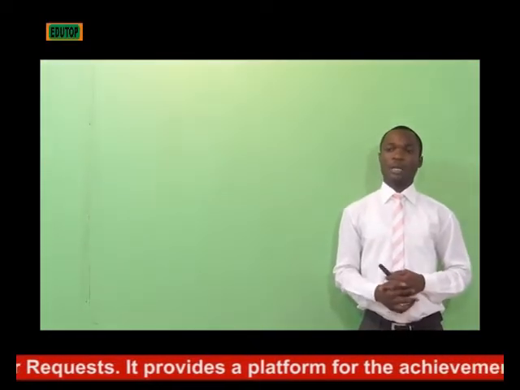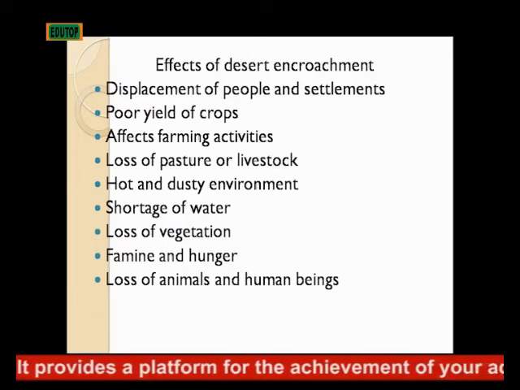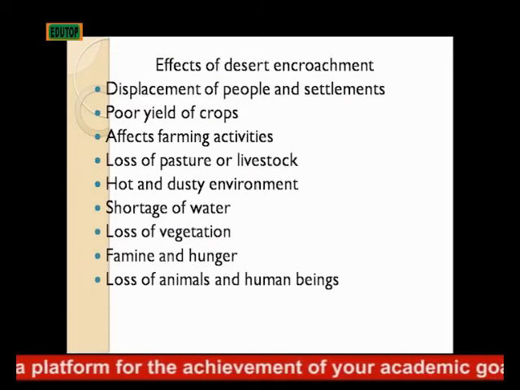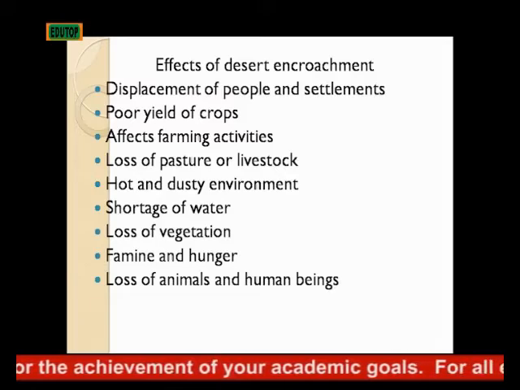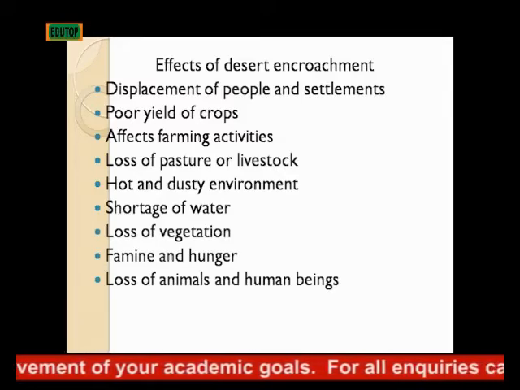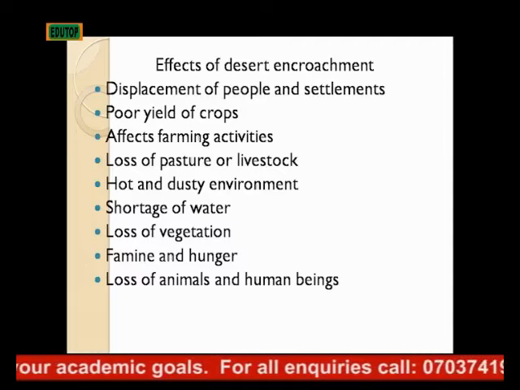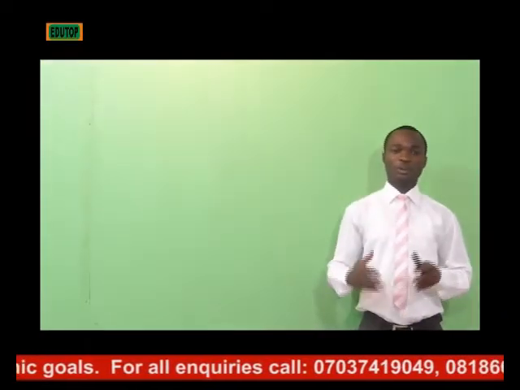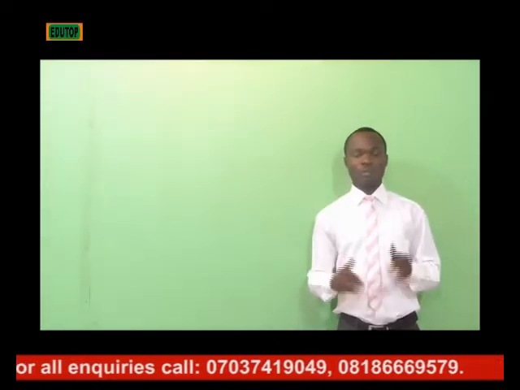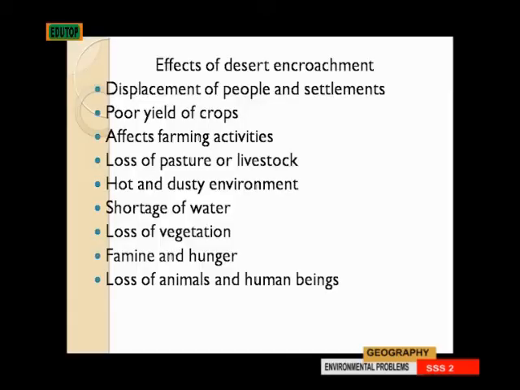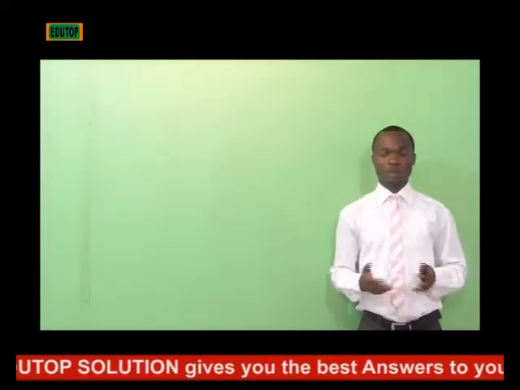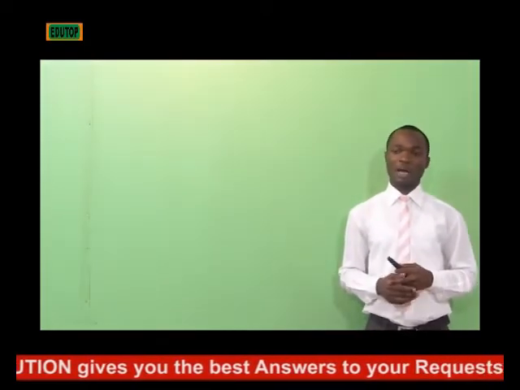Now, desert encroachment also affects farming activities, and it leads to loss of lives and loss of pasture and livestock. Now, if there are no pastures on which livestock will feed, over time they will die because of hunger. Now, we also have hot and dusty environment. These are all characteristics of desert regions: shortage of water, loss of vegetation, famine, and hunger.